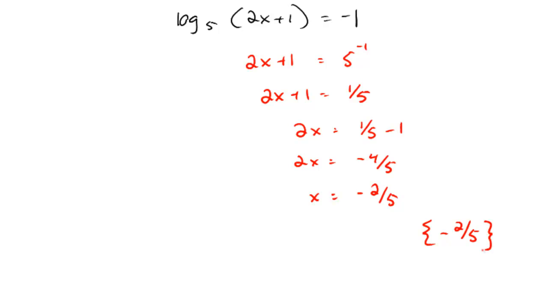If we wanted to check it, if we put in 2 times -2/5, we get -4/5, plus 1 is 1/5. And then the exponent on our base 5 here: what exponent on 5 gives 1/5? Why, it's -1. That's our right-hand side here, and we see that it checks. Now I'm going to pause this recording for a second. I'm going to scroll down and write out the next equation.